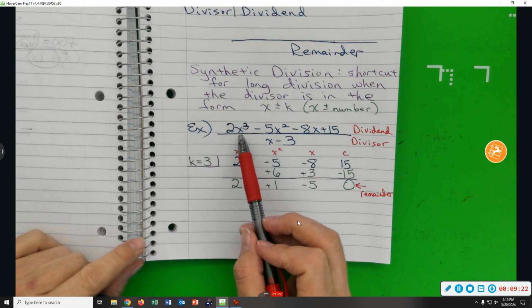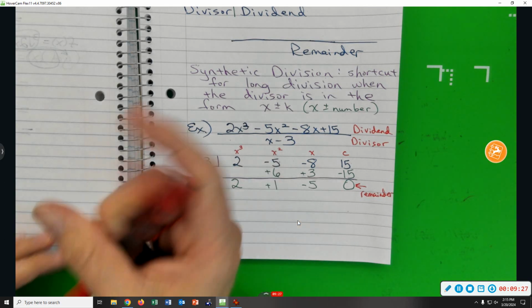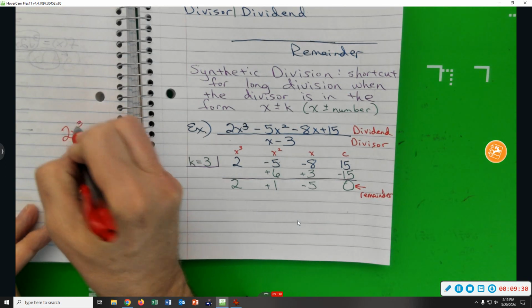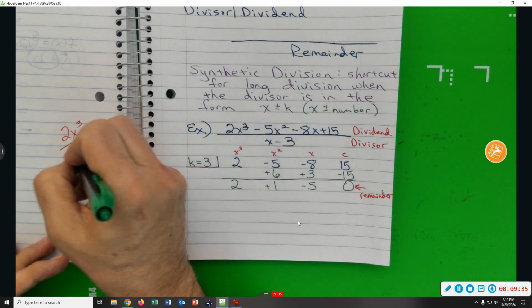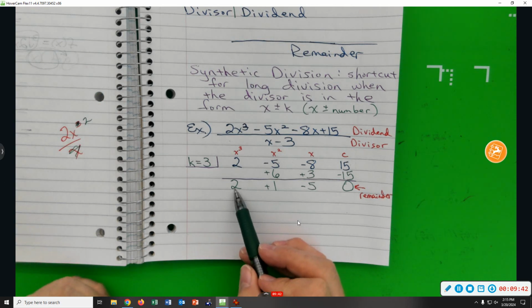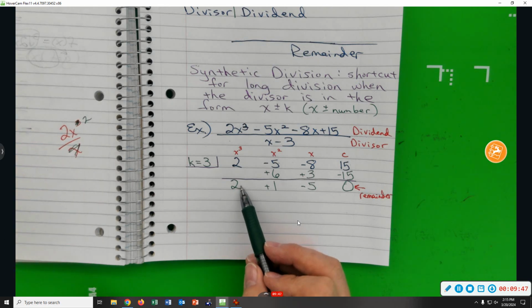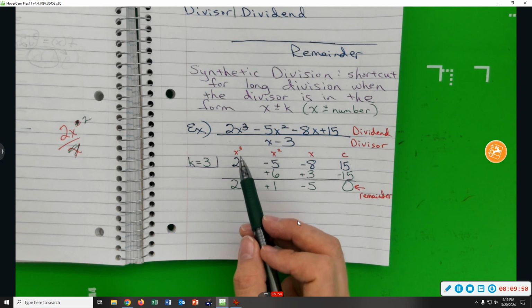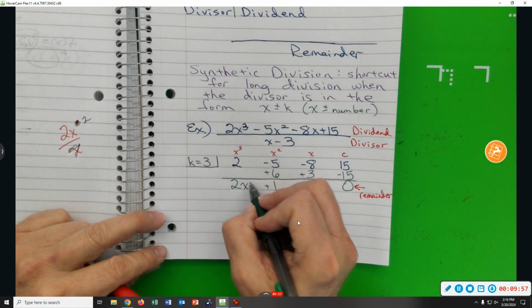Realize what you're taking. You have a 2x cubed, and you're dividing it by x. Well, we could cancel an x above and below. What are we going to have there? 2x squared. Your leading term, the 2, is the coefficient. That's that red 2 right there. The variable part is 1 less than what the dividend started with. It started with an x cubed, so you're going to have a 2x squared.